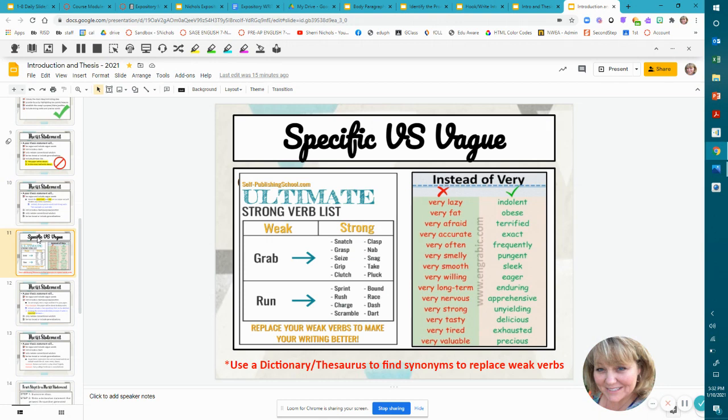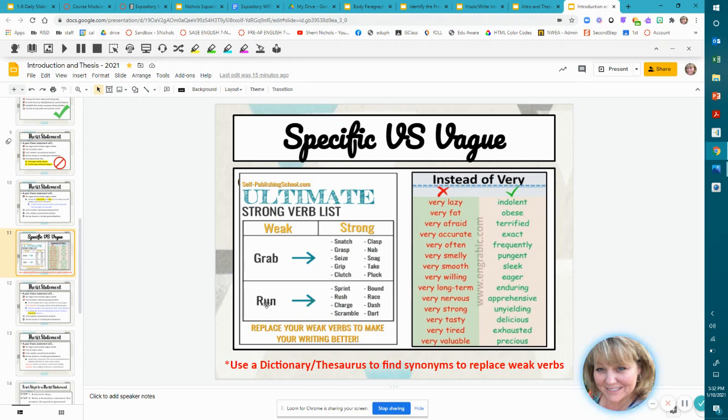Now, here are specific verbs. Weak would be grab. Strong would be snatch, grasp, seize, grip, clutch, clasp, nab, snag, take, pluck. So be very, very clear with the words that you are using, the mood you're trying to establish, the visuals you're trying to create for your reader.